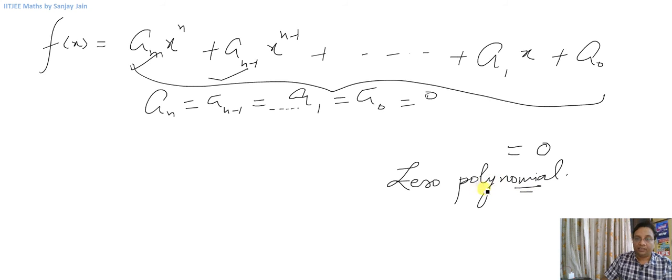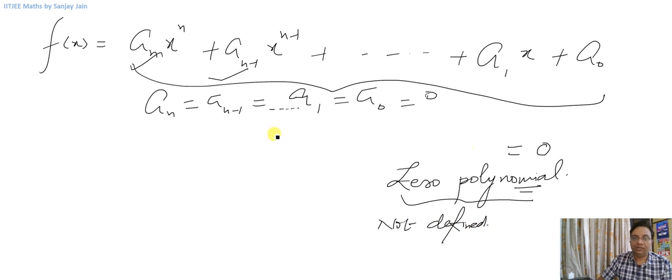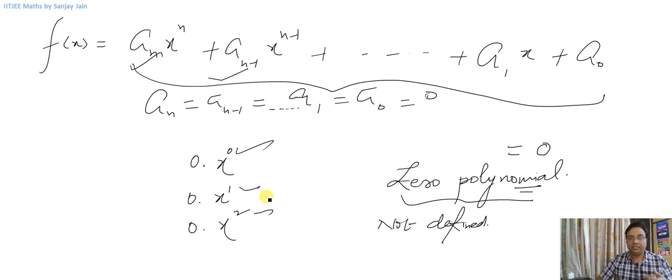So what is the degree of this polynomial? It is not defined. Because from the layman's perspective, you can see that 0 can be written as 0 into x raised to power 0, 0 into x raised to power 1, 0 into x raised to power 2, and so on, right? So its degree is not defined. It hasn't got a unique degree.